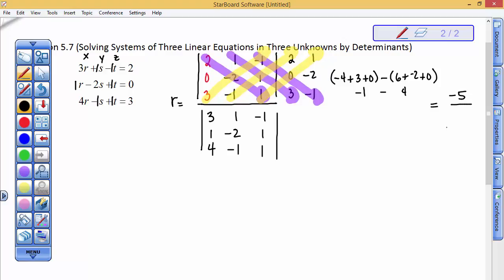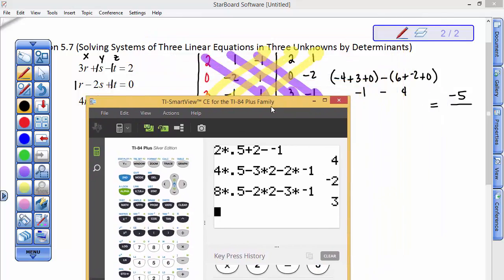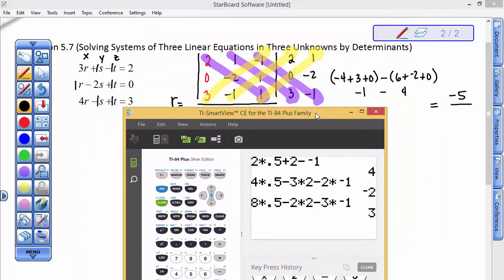All right, let's let the calculator do the work for us. If you would like to do this, I think I'm going to bring the calculator down here a little bit. Oh, I'm trying to minimize. What am I doing here? There we go. Yeah, I think this will work right here.